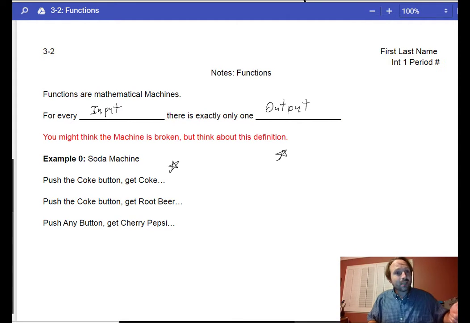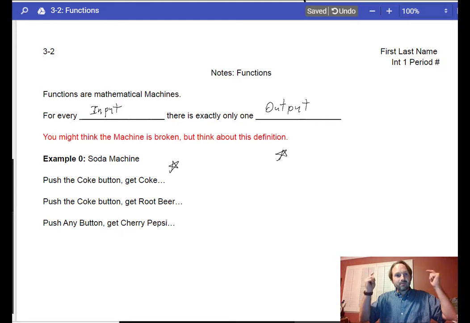You push the Coke button, you get a Coke. You push it again, you get a root beer. Now all of a sudden, the input of pushing a Coke button gives you two outputs. You get a Coke or root beer. This is not a function. This machine is broken. It ain't a function anymore. Let's go on.